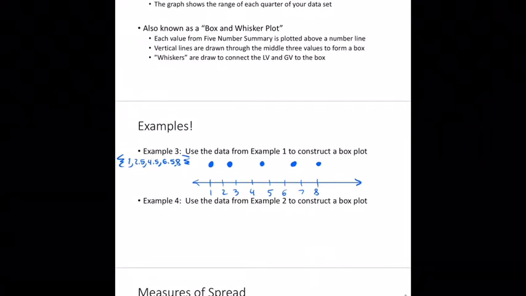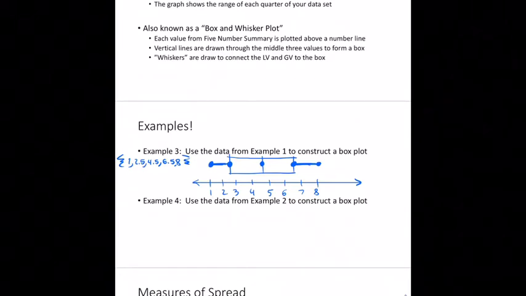So the reason it's called a box and whisker plot is because it has a box and it has whiskers. So right here on the ends, you're going to draw your whiskers. And in the middle, we're going to draw a box. So we're going to take 3 vertical lines through the 3 dots, and we're going to make a box through those. And that's it. That is a box and whisker plot.